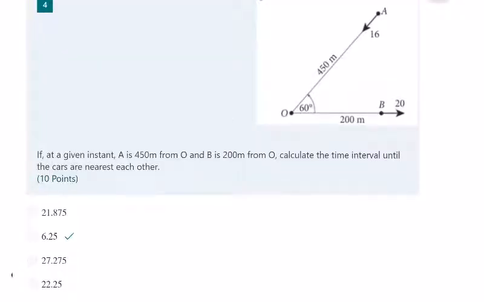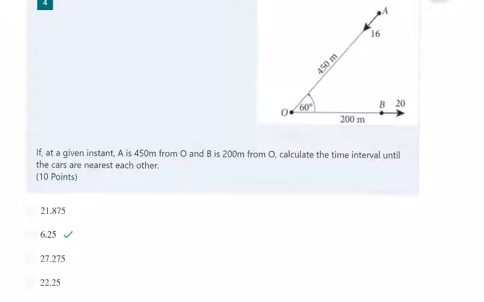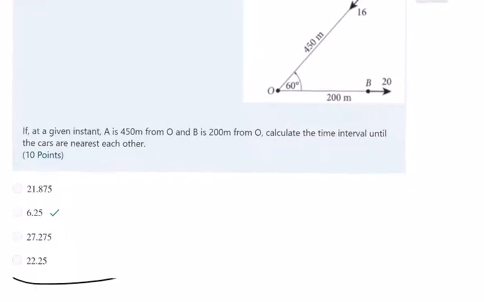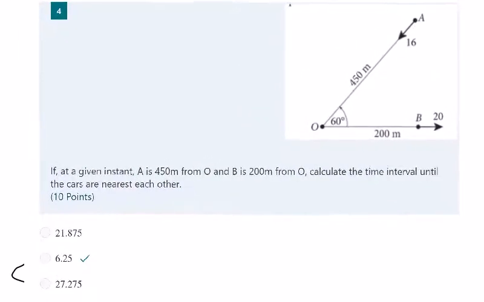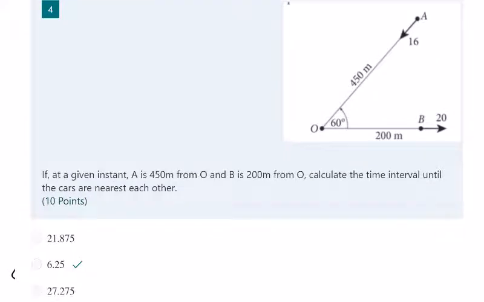Now, if at a given instant, when they're 450 away, A is 450 away up here, and B is 200 away here, calculate the time interval until the cars are nearest each other. Well, we'd be looking at shortest distance here. So my shortest distance here.